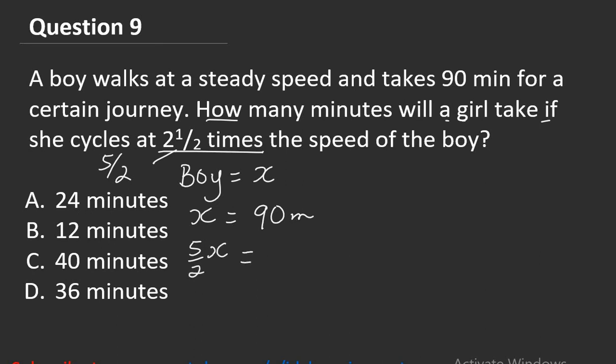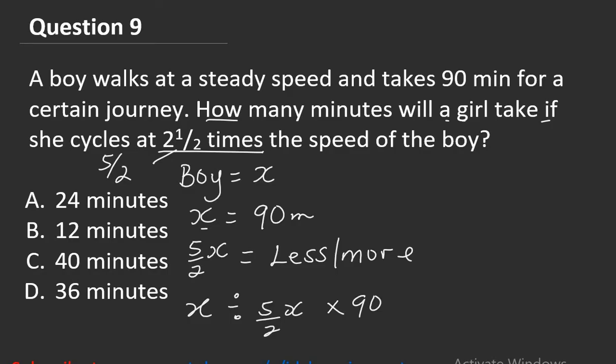Since this girl's speed is more, she's going to complete the journey faster. It's going to take her a lesser time to complete the journey. So since it will take her a lesser time, you divide by more. So x is smaller, divide by more, which is 5/2x times 90. This interpretation will give you your answer.